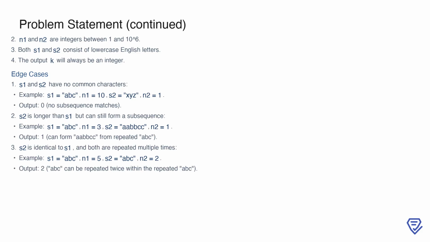Some edge cases include scenarios where S1 and S2 have no common characters, meaning no subsequences can be formed, resulting in an output of 0. Another edge case occurs when S2 is longer than S1 but can still be formed as a subsequence when S1 is repeated multiple times. Finally, if S1 and S2 are identical, the problem reduces to counting how many times S2 can fit within the repeated version of S1. These considerations ensure the solution is both comprehensive and robust.